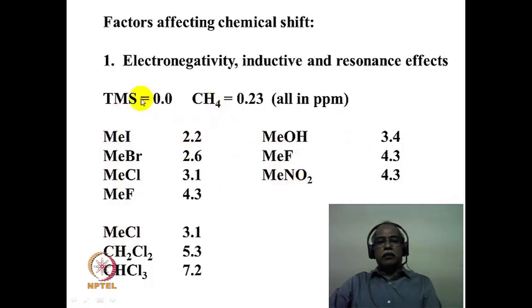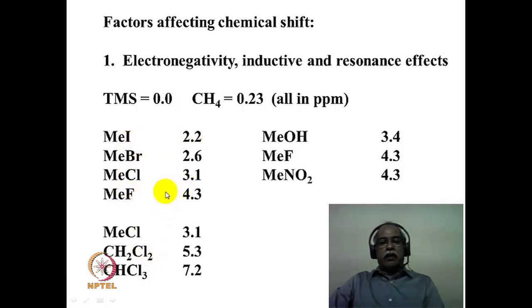Now with respect to tetramethylsilane, methane is about 0.23 ppm. Now you can see here the variation is the halogen. You have the most electronegative fluorine here and the least electronegative iodine in methyl iodide. As you increase the electronegativity of the atom that is attached to carbon, the chemical shift value of the hydrogens attached to that particular carbon keeps on increasing. In other words, the electron density around the hydrogens of methyl fluoride is much lower than the electron density around the hydrogens of methyl iodide, because iodine has a lesser electronegativity compared to fluorine.